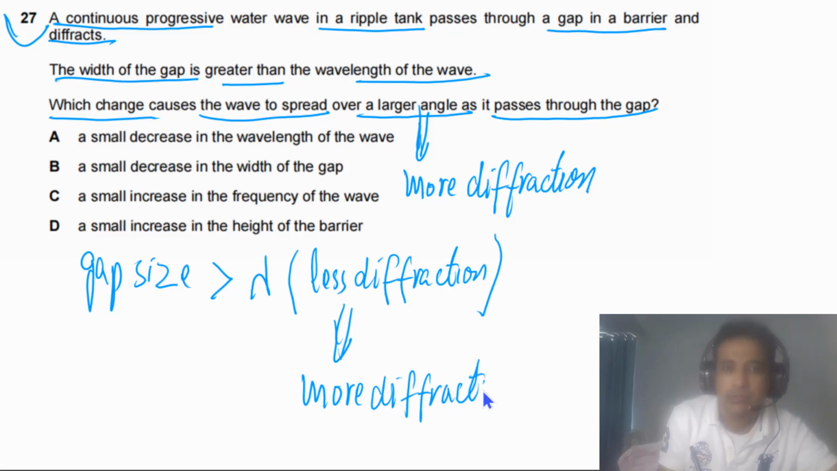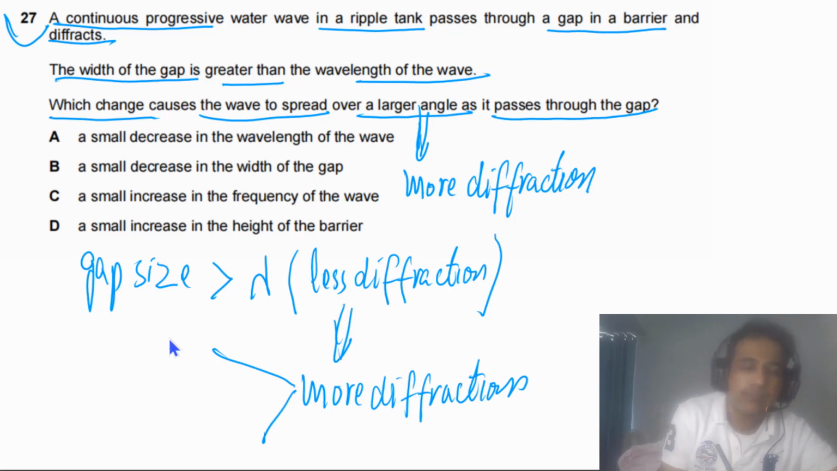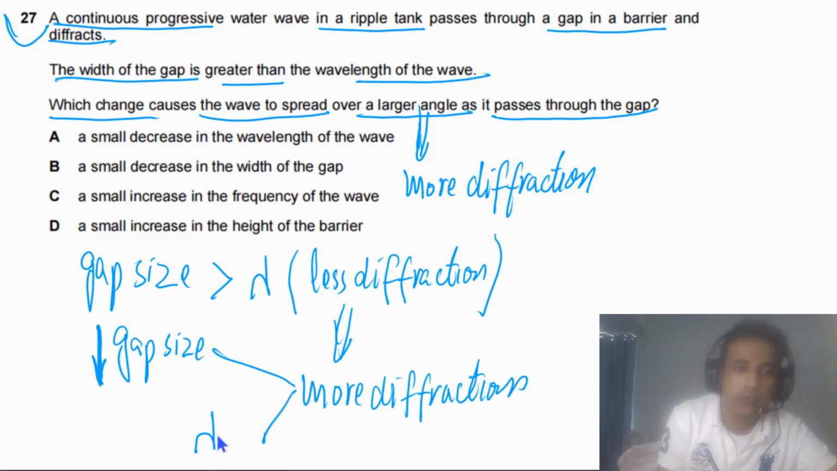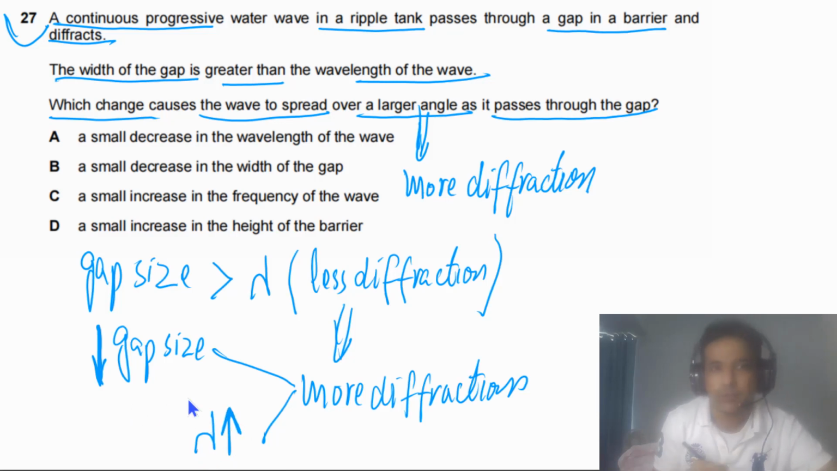So this is what we need to answer. More diffraction can be if we reduce the gap size. So we have two options. One, we can reduce gap size. And the second option, we can increase the wavelength. So we have these two options.